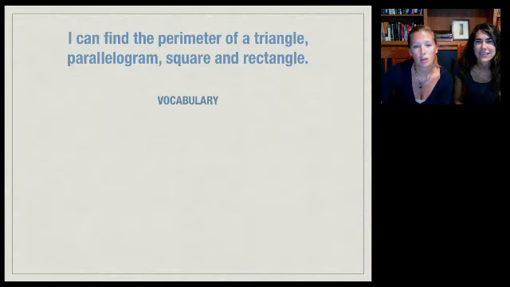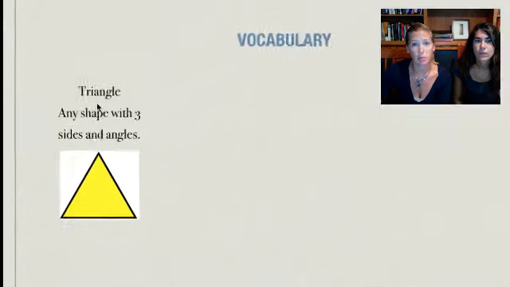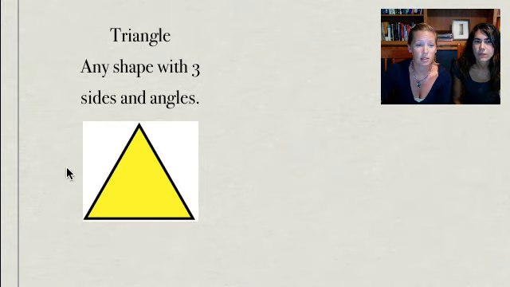So for these vocabulary words, hopefully they are all review. If you want to just write in the word and then the shape, that is absolutely fine. If you don't remember what the shapes are, then write the words in too. So our first one, triangle. Since we're going to be finding the perimeter of a triangle, we need to know what that is. A triangle is just anything with 3 sides and 3 angles.